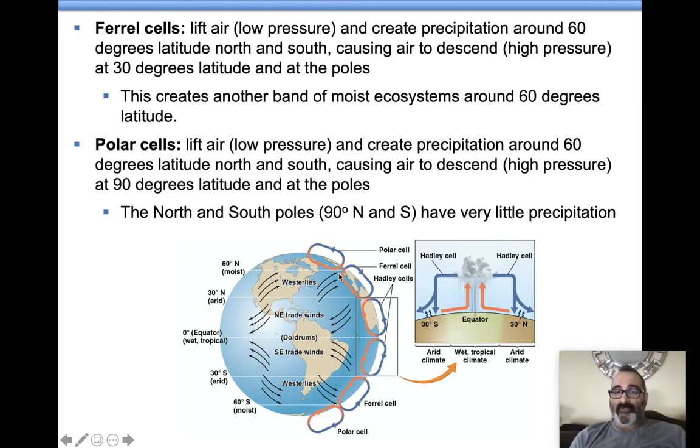So since 60 degrees north is where they rise, it's going to have low pressure and a lot of rainfall. At 30 degrees north, we already talked about it, high pressure because it's sinking, clear skies, no rainfall. At 60 degrees north or 60 degrees south, air is now rising and you're going to have low pressure, clouds and rain.